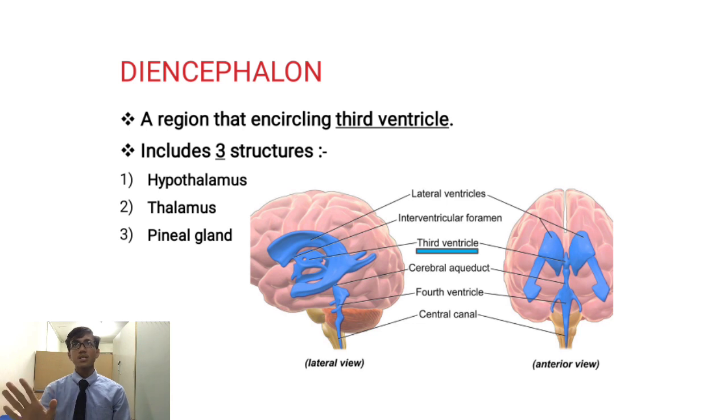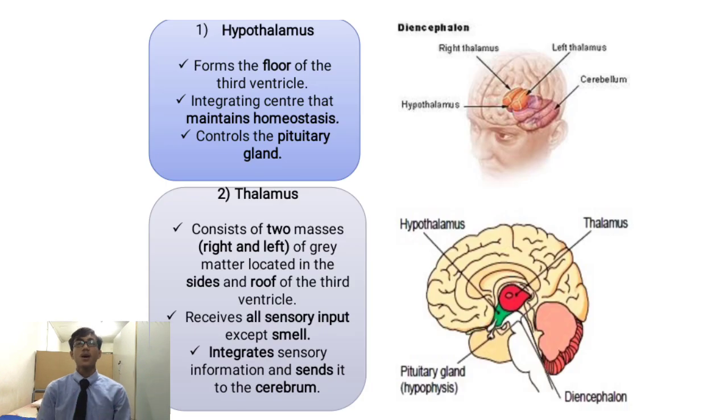Everybody already knows about the hypothalamus and thalamus. Maybe the pineal gland is new for everyone. So let me explain each of the three in detail. First, we start with the hypothalamus. It forms the floor of the third ventricle. As we know, it integrates centers to maintain homeostasis, and it controls the pituitary gland.